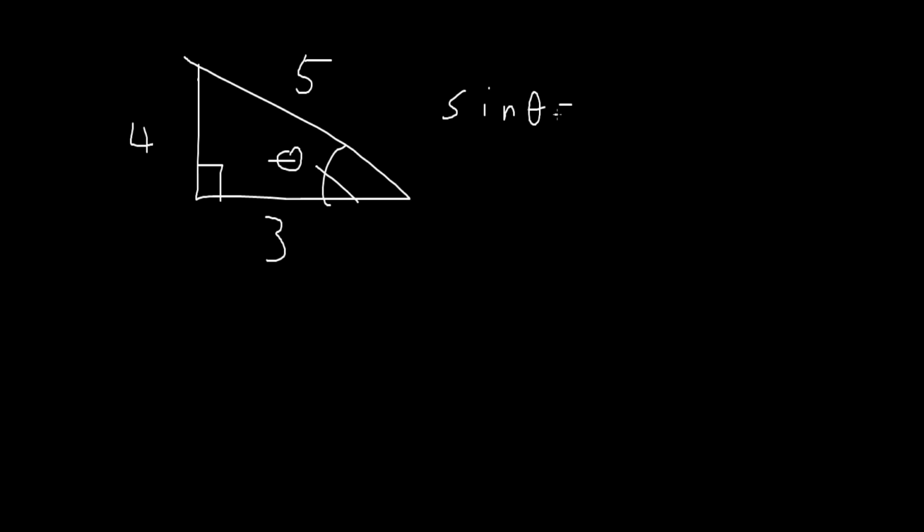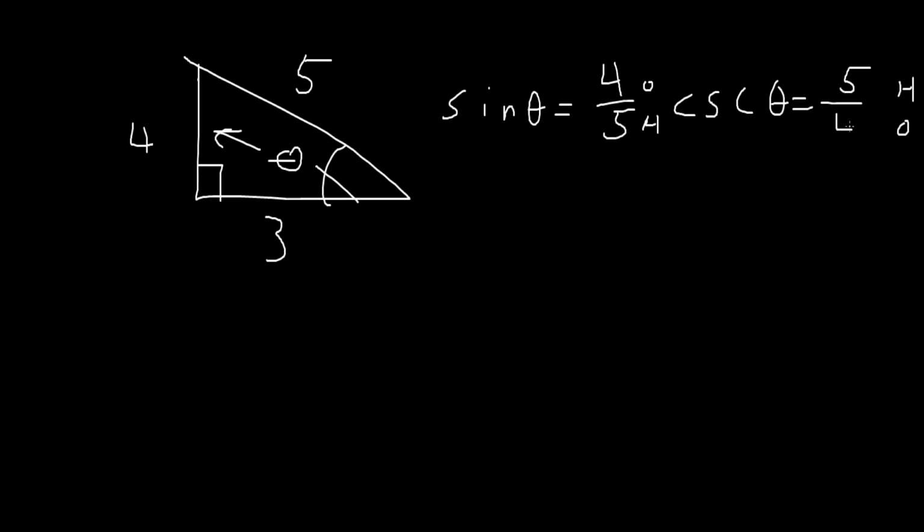So sine of theta, as you guys saw with the last one, in this case, sine of theta is going to be 4 over 5, because opposite and hypotenuse. So 4 over 5. So now cosecant, or CSC, is basically going to be the opposite of this. So instead of the opposite over the hypotenuse, we're going to have the hypotenuse over the opposite. So it's going to be 5 over 4.